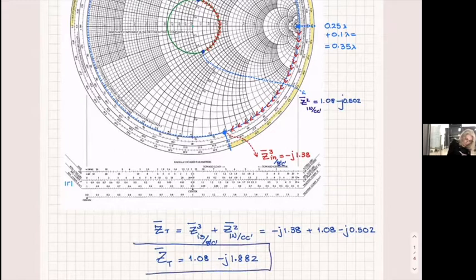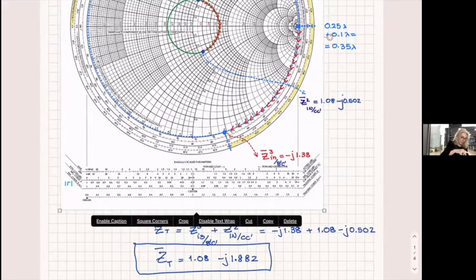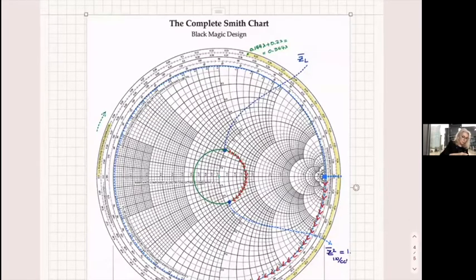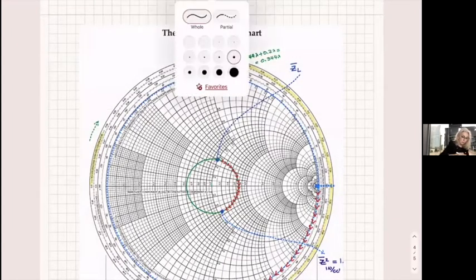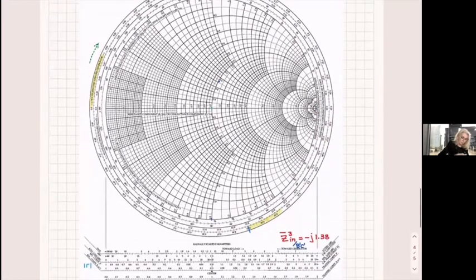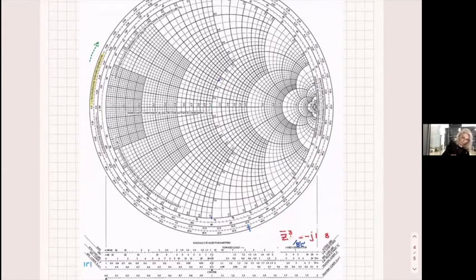Now that I have Zt, I can finish the rest of the problem. I'm going to find this point, and for that I can use a new version of the Smith chart. This one already has a lot of lines, so I will copy and go down below, paste it here, and then clean it up. Just to help, so we don't have too many things going on. Eventually, when you get comfortable with all of this, you can do only one.